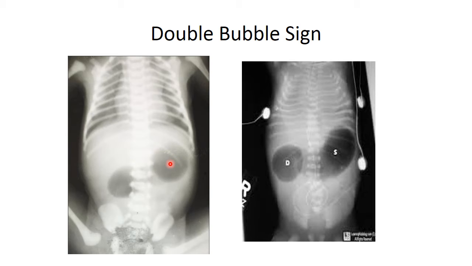So you must remember, last time there was a scenario based on that double bubble sign. So whenever there is a double bubble sign, just think of duodenal atresia. This is because of the accumulation of the gas shadow in the stomach. This is the area of the stomach, and this is the proximal duodenum.